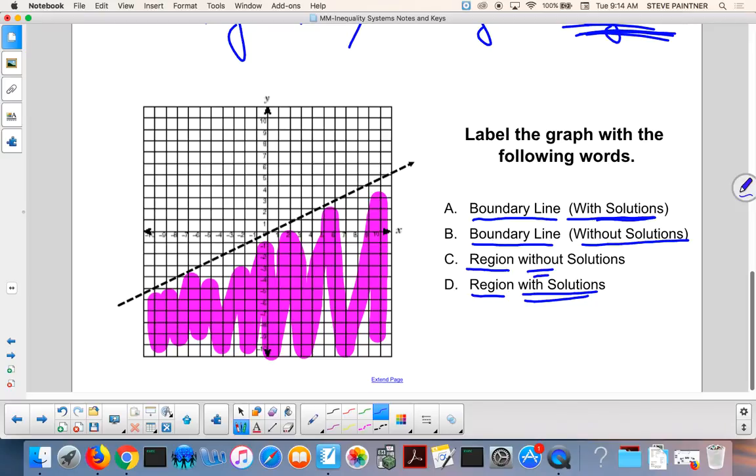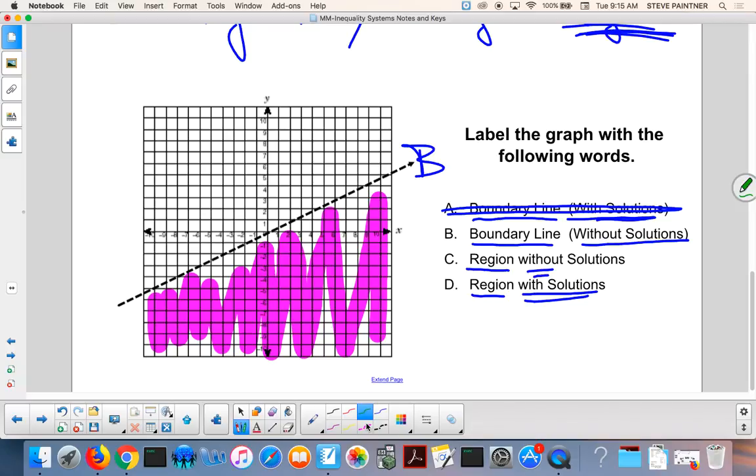Don't. So this says, which one do I have? Boundary line with solutions or boundary line without? You have without. You have B. Okay, you don't have A. If you had A, the line would have been what? Solid. You would have had a solid line to have A. So B, A doesn't exist. B exists. Okay, now C and D both exist. C says, give me the region without any solutions in it.